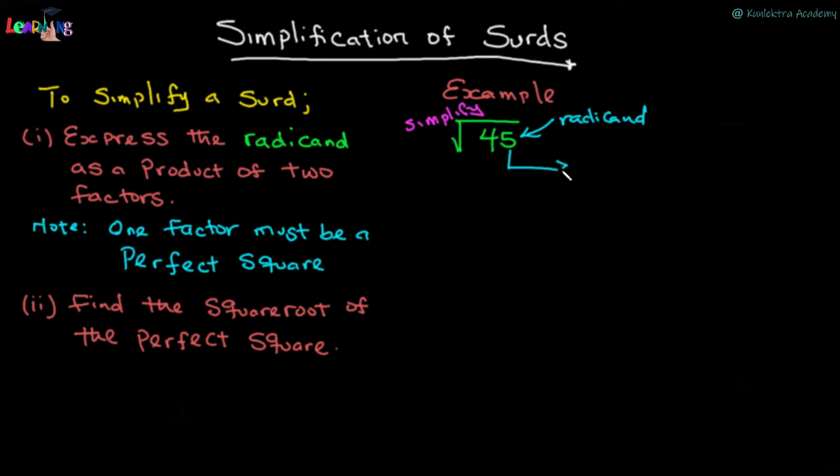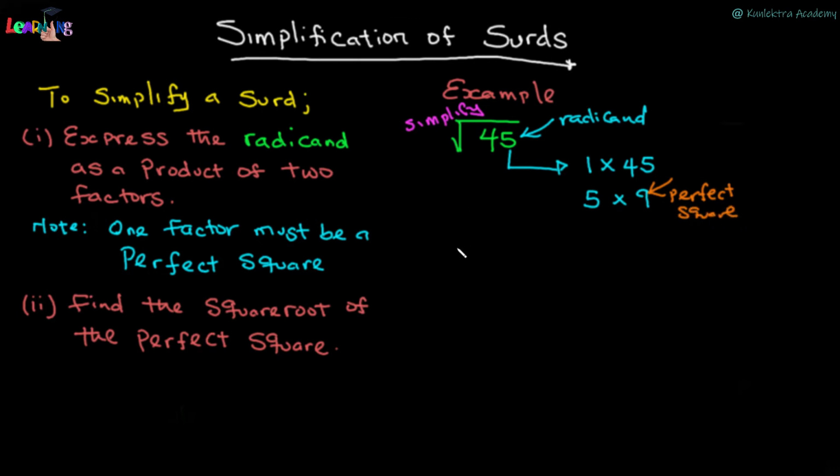Now, we have 1 times 45 as a factor. None of these is a perfect square. Let's look for another factor. 5 times 9 is 45. One of these is a perfect square. This 9 is a perfect square.